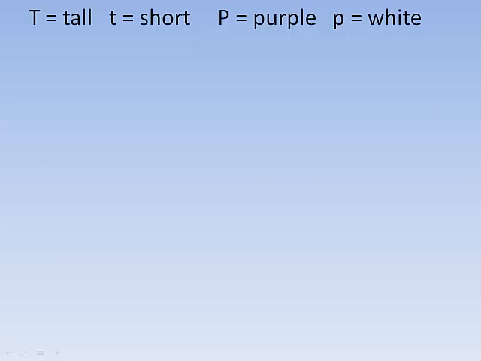So let's first talk about what a dihybrid is. Let's imagine we have a pea plant and it has two traits that we're interested in. One is height and the other is flower color. Here are the alleles for height: capital T for tall, little t for short, dominant, recessive. For flower color, capital P is purple and the little p is for white flowers, dominant and recessive.